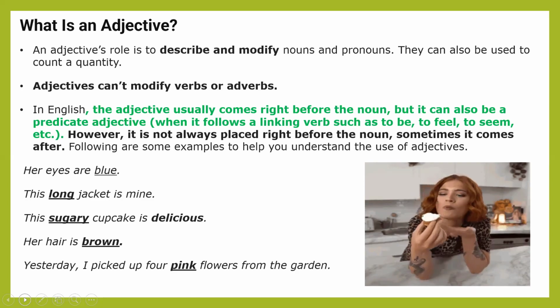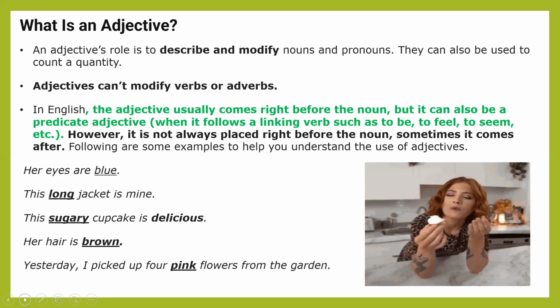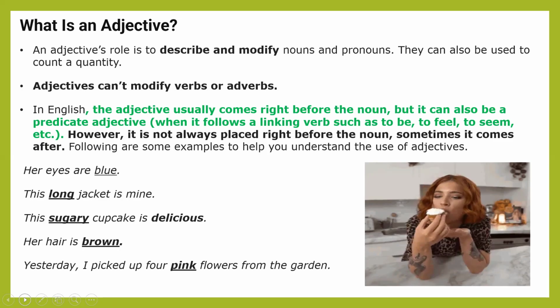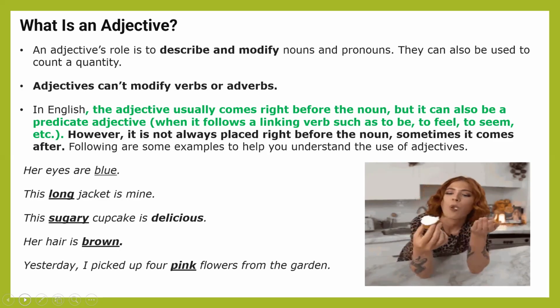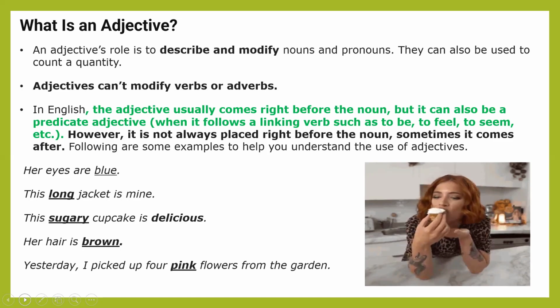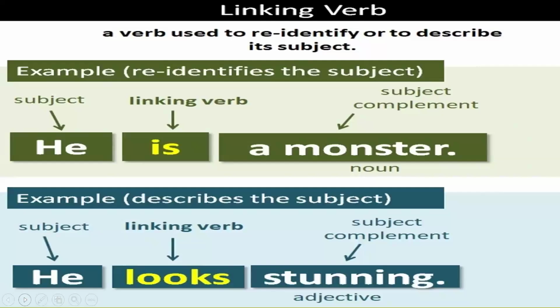Next example: yesterday I picked up four pink flowers from the garden. Flowers is a noun, and pink is an adjective describing the noun flowers. So a linking verb is a verb which is used to re-identify or to describe its subject.